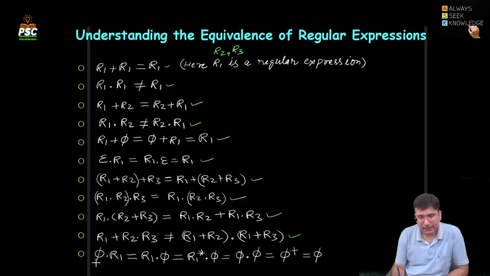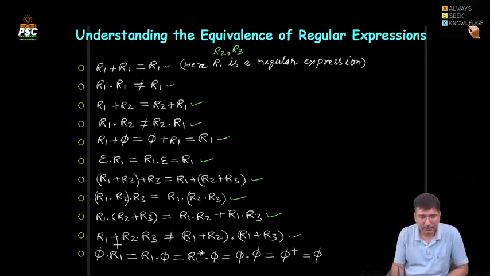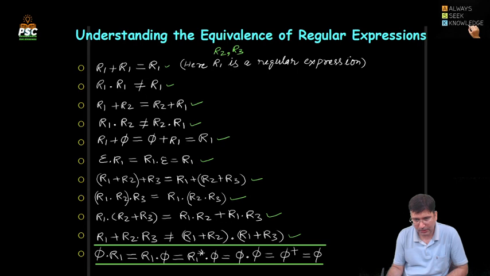Let's say you have phi. I have included just a few of these. Phi dot R1: if you concatenate the null set phi with any regular expression, in any manner, left side or right side, or if you have the Kleene closure of that regular expression, R1 star dot phi, or phi dot phi, or the positive closure of phi, you will get phi only. This is an important thing, please do remember it. It is a quite important equivalence relation.